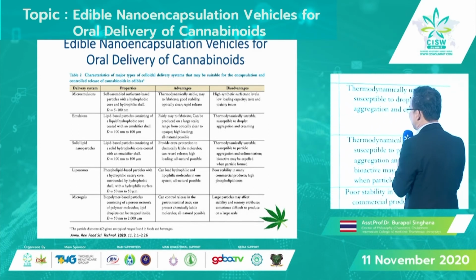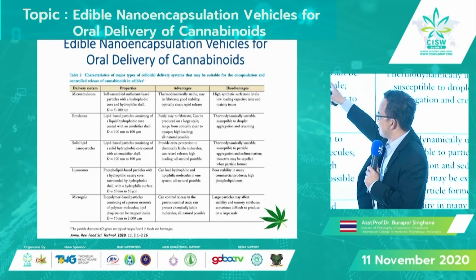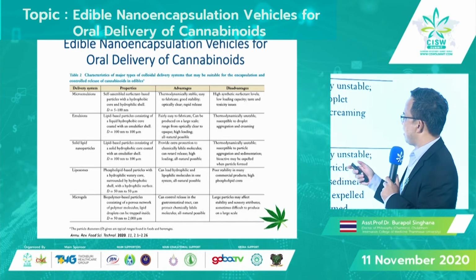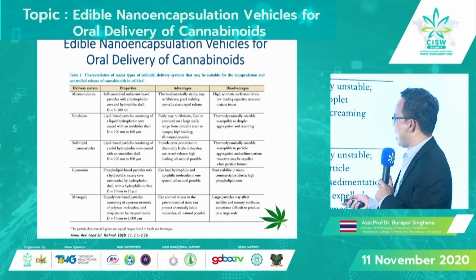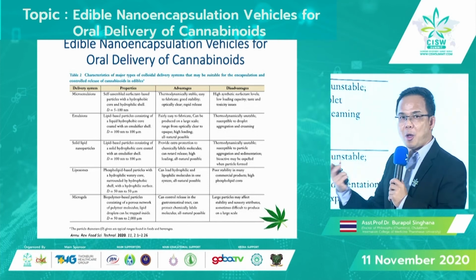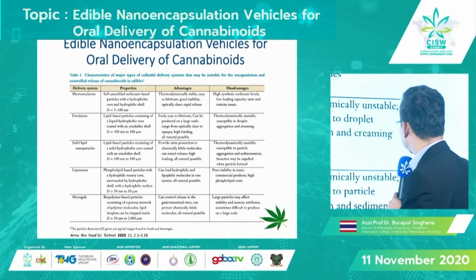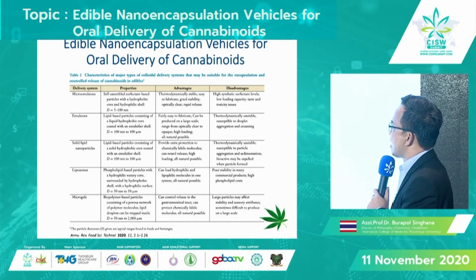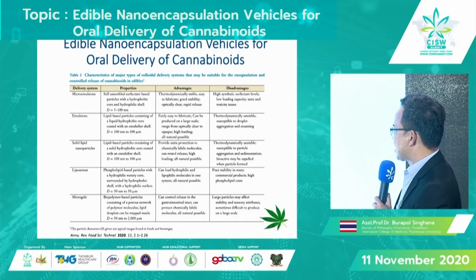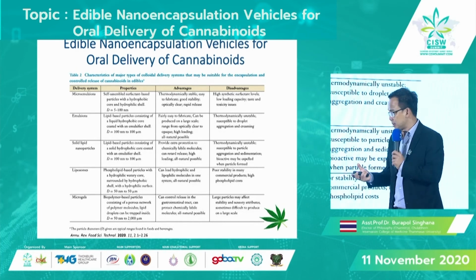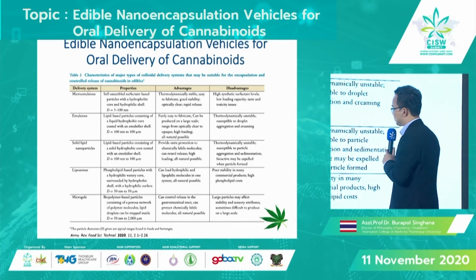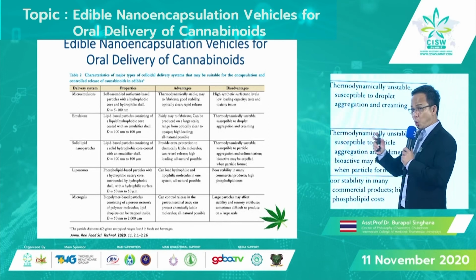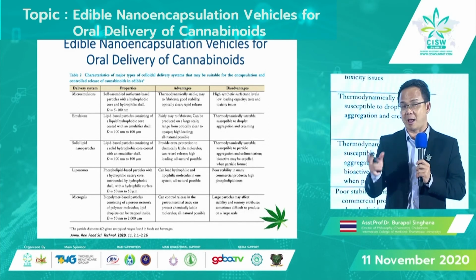So this one is very easy to fabricate and can be produced on a large scale. It ranges from clear to opaque, has high loading, and we can use biomaterials as building blocks. But the bad thing is it's not stable. It is thermodynamically unstable, susceptible to aggregation and creaming. Solid lipid nanoparticle is the same as emulsion, but the core is going to be solid lipid instead of liquid.